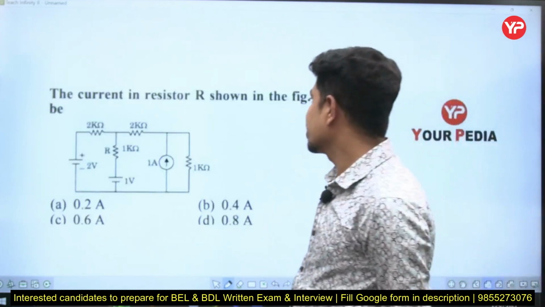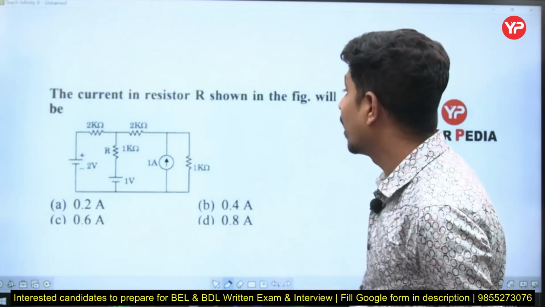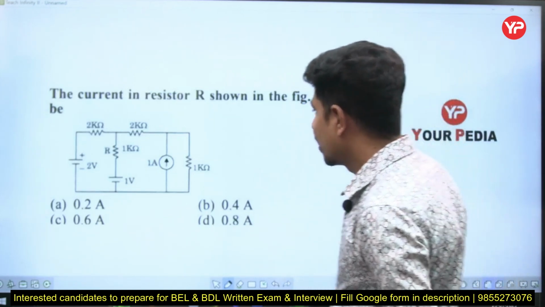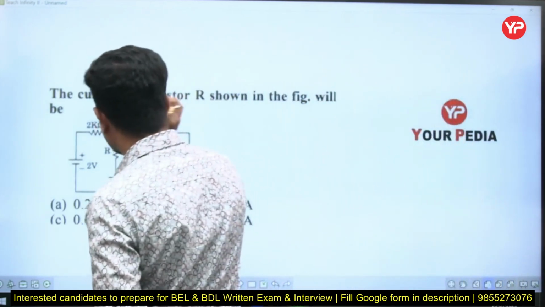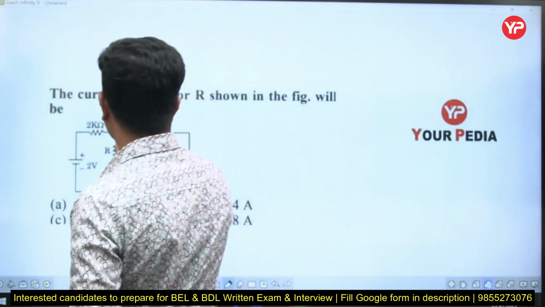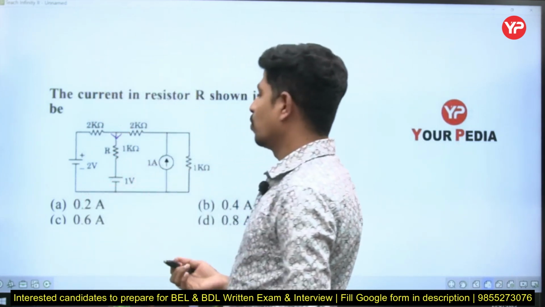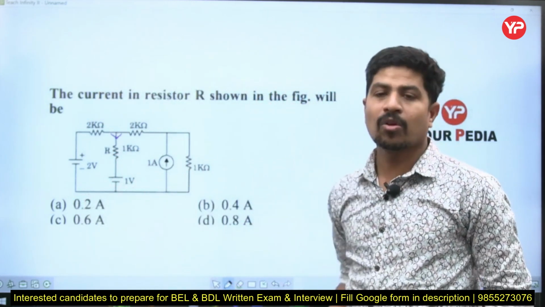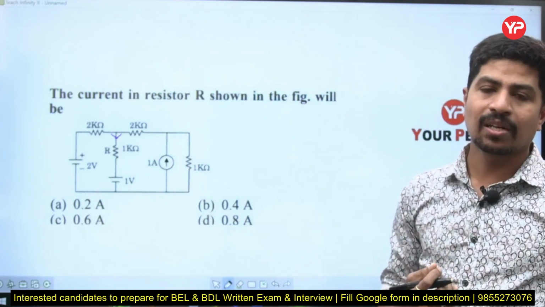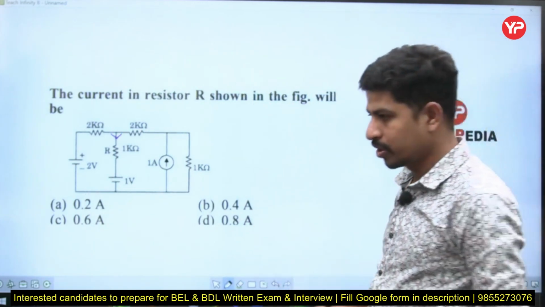The current in resistor R shown in the figure will be, it asks for this current. The question looks big, but 1 or 2 equations are more than enough. As I told you a number of times, questions in BEL will be 1-liner or 2-liner for the solution.